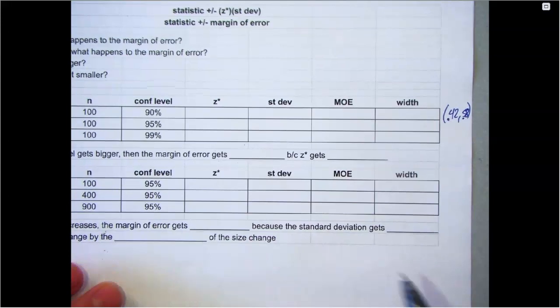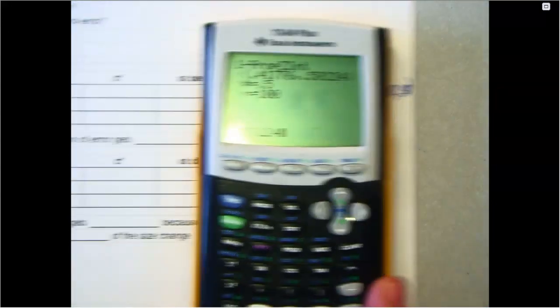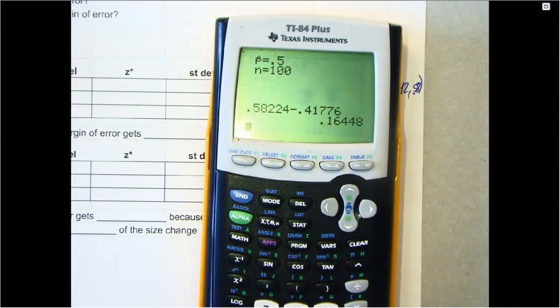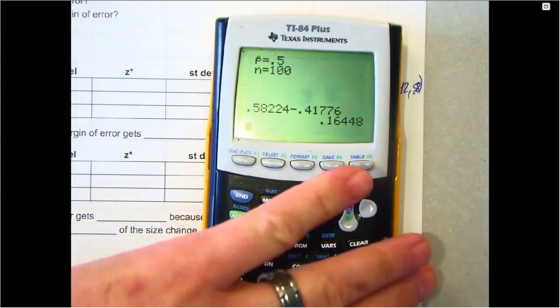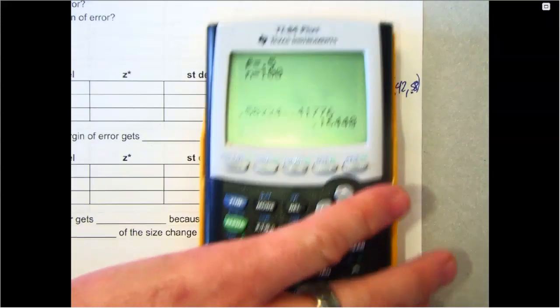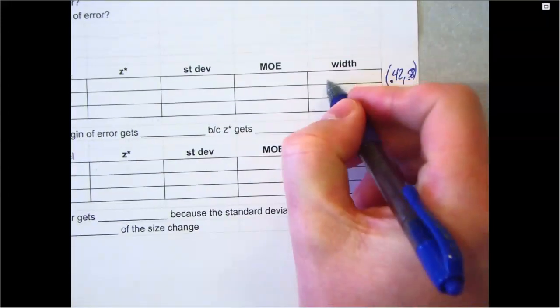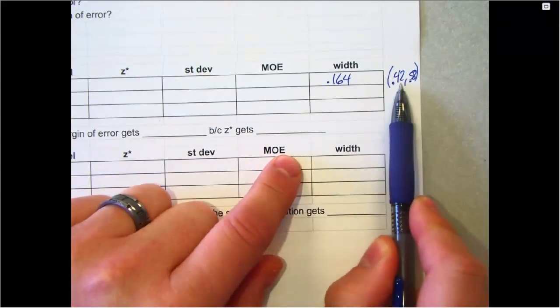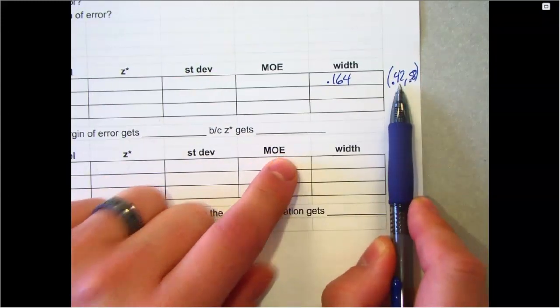So you can subtract them in there if you want to be very specific about it. We should probably do that. So I'm just typing in 0.58224 minus 0.41776. So I get 0.165 or 0.164 for the width. So I got this width because that's the difference between the two endpoints.